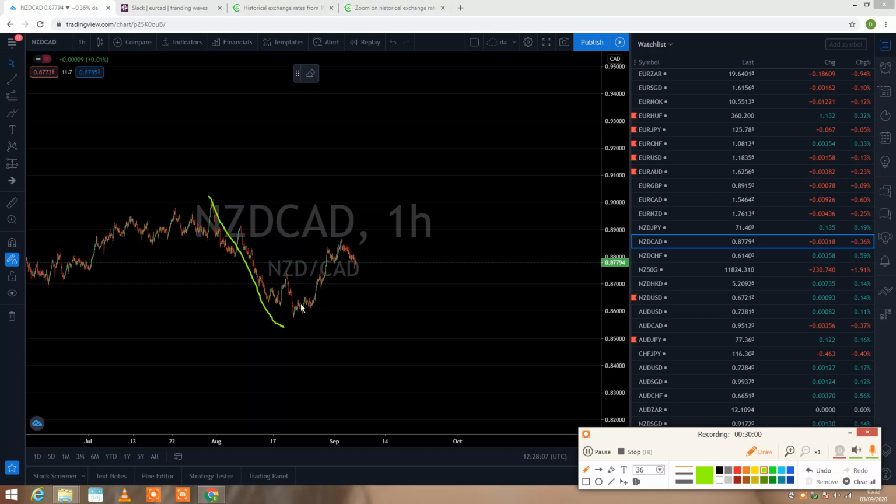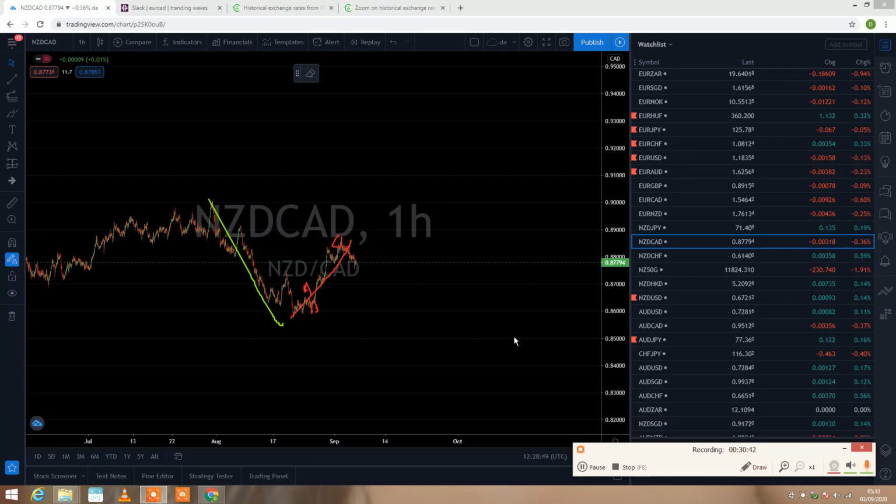So we can take this one as a W here, as an X here, no, actually as an ABC. Let's take it as an ABC. We move to the upside here, and we have a correction here. Right, so this was A, B, C. So we are coming down.